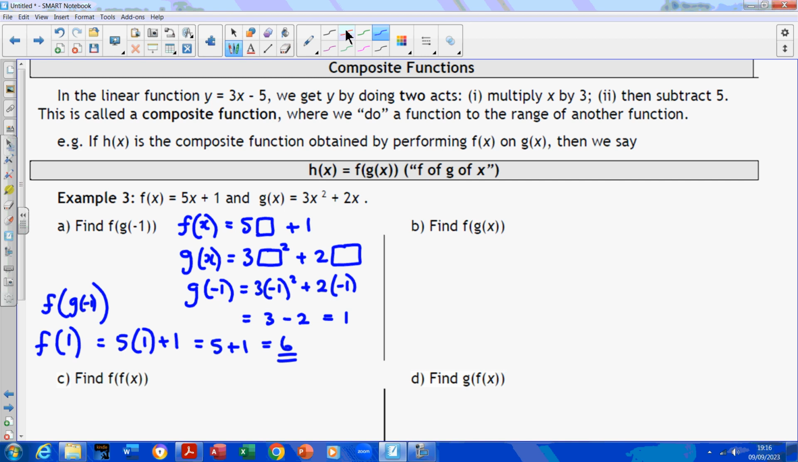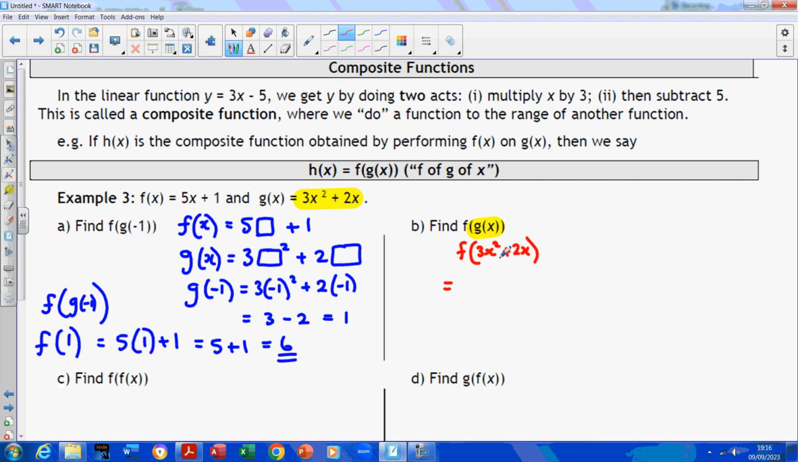Right, so we'll do part B. The first thing you do, you write down f, and if it's g(x) in this bracket, you write in the formula for g(x). So g(x) was 3x squared plus 2x. That's the first thing you do. You substitute in the formula whatever is in there. So g(x), they tell you what it is, you put it into that bracket. Then the next thing you do is say, right, okay, this function f is doing something to the thing in the bracket.